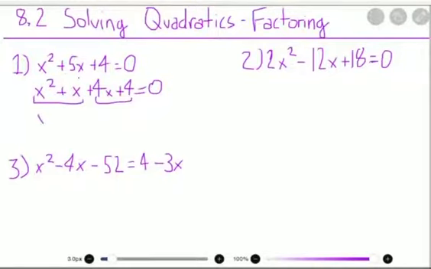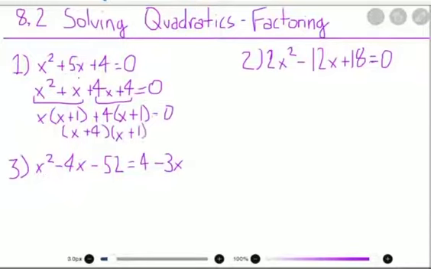So in this first one, it would be x times (x plus 1) plus 4 times (x plus 1). And then if we factor it, we get (x plus 4) times (x plus 1). Now we can see that this equation equals 0.